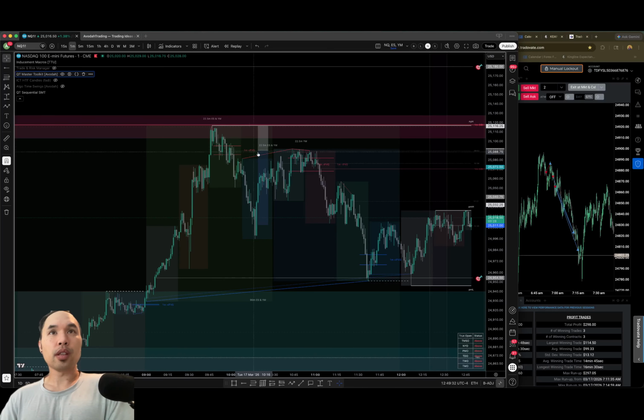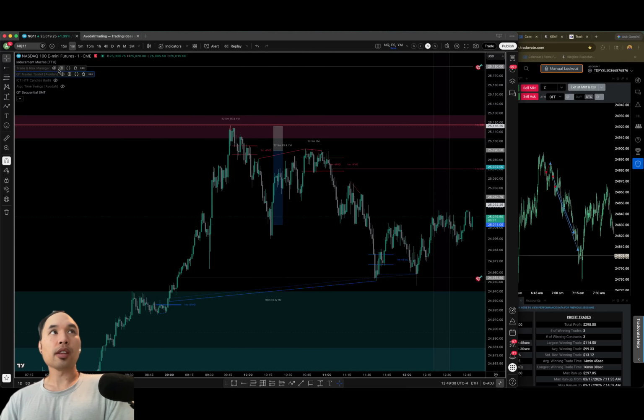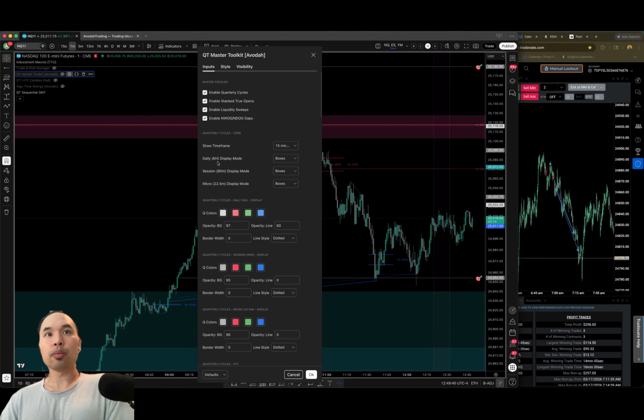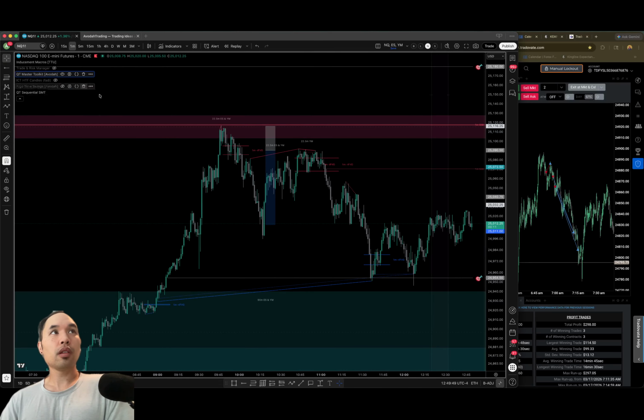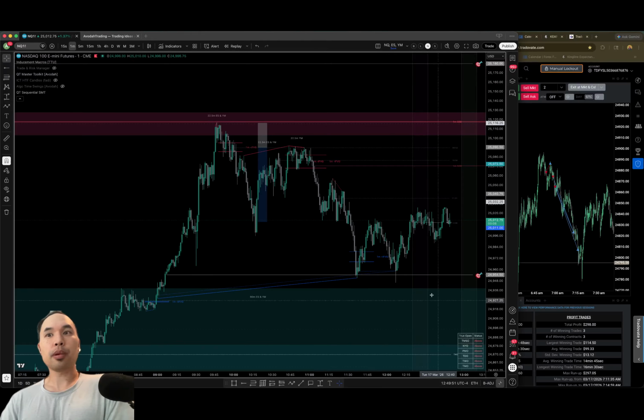To get this sequential SMT indicator, or to get the Master Toolkit indicator, which marks out all the previous cycles and the true opens and the stacked true opens. Whoops. So I could just enable the stacked true opens if I want, and you'll be able to see those, because that's probably the most important thing.